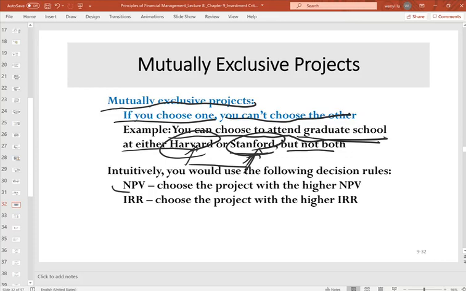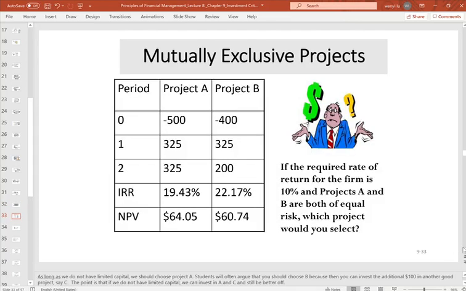For NPV, we will choose the project with the higher NPV. For IRR, we will choose the project with the higher IRR, but the two are not always consistent. We will choose the NPV method as our key criterion.